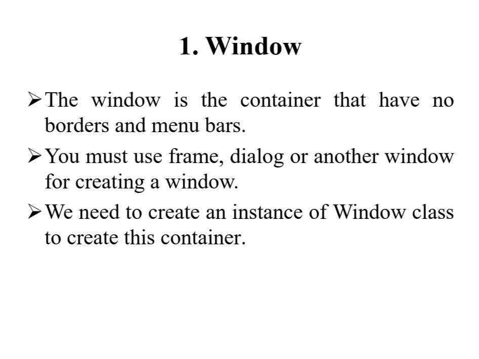First one is a window. The window is the container that has no border and no menu bars. You must use a frame, dialog, or another window for creating a window. We need to create an instance of the Window class to create this container. A Window class creates the top level window. A top level window is not contained within any other object. It sits directly on the desktop. Generally, you won't create a Window object directly. Instead, you will use a subclass of Window called Frame.